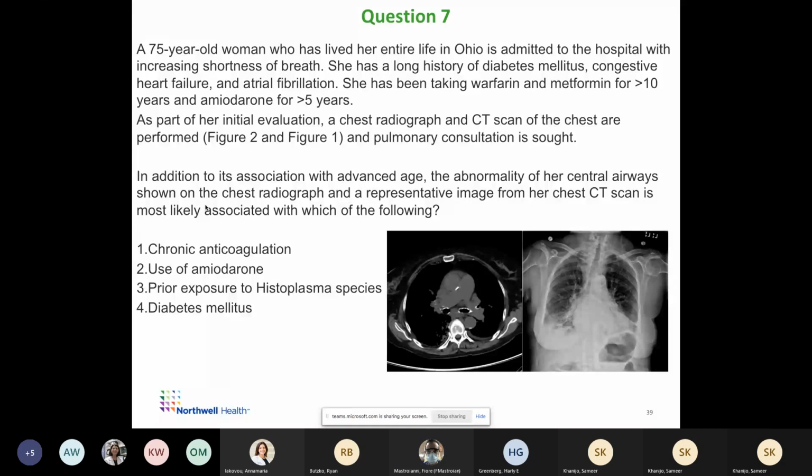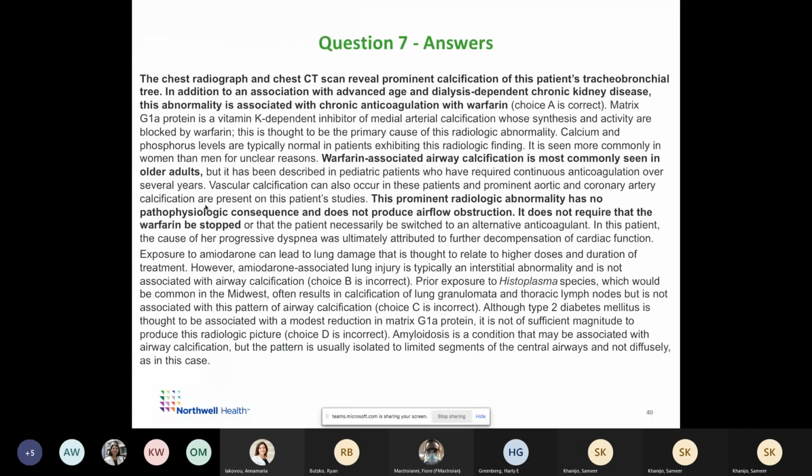So the question then was, what does that? Does diabetes do that? Does amiodarone, which I said can do everything, do that? Is it related to maybe she's been exposed to histoplasma or anticoagulation? And unfortunately, this is one of the things that you just have to know, that this is related to chronic warfarin use. There are prominent calcifications of this patient's tracheobronchial tree, in addition to an association with advanced age and dialysis-dependent CKD. This abnormality is associated with warfarin use.